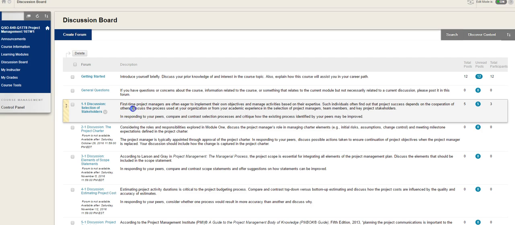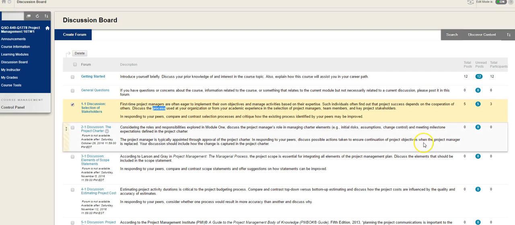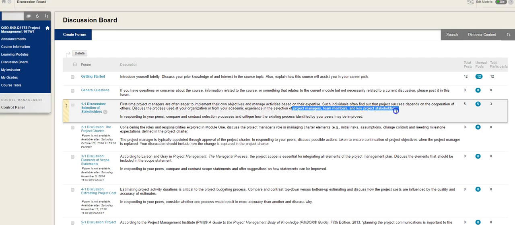Let's zero in on this last sentence here where we're talking about the process of your organization, or from academic requirements in the selection of project managers, team members, and key project stakeholders. There's some keywords in here. The process is one. Talk about the process. And of course, these last three, all three of these entities have to be discussed: project managers, team members, and project stakeholders.